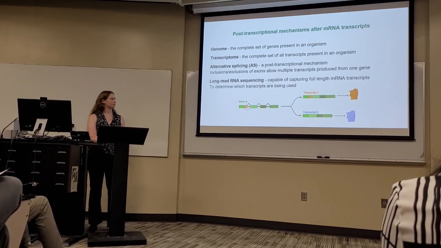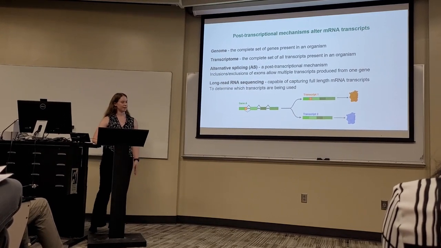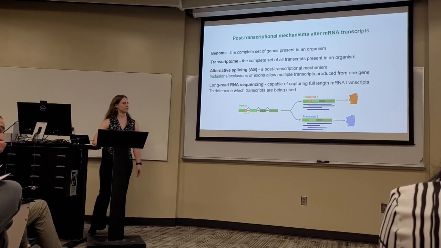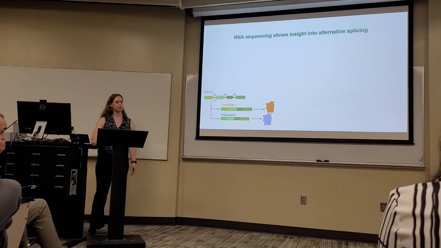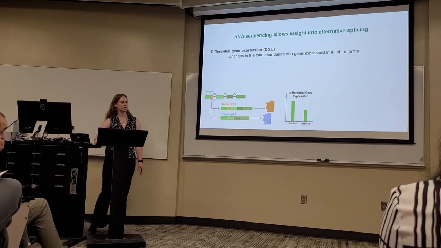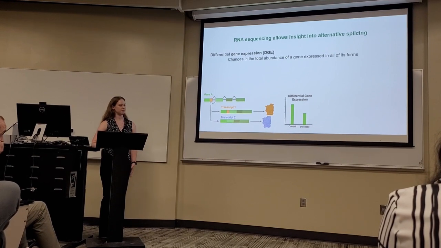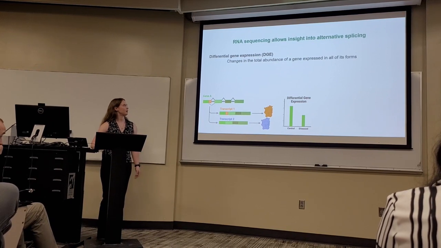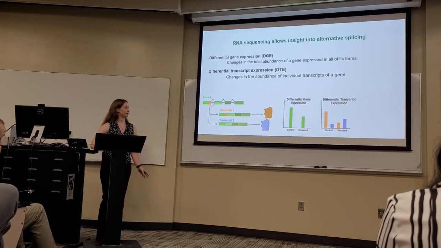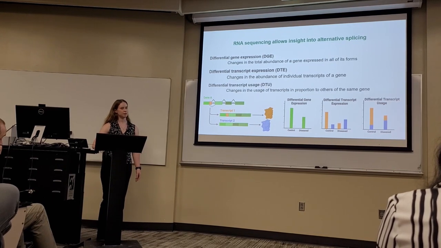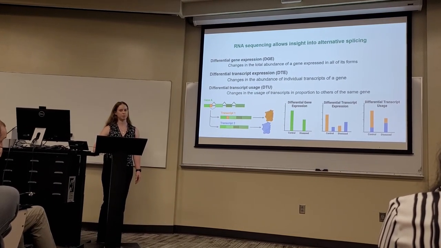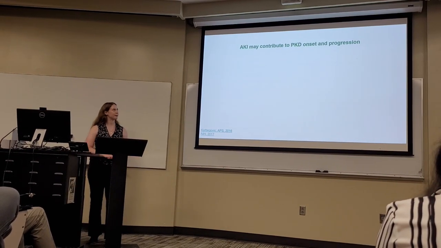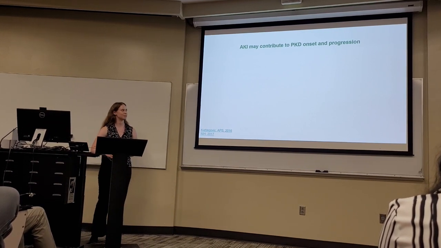And so what we did is long-read RNA sequencing, which is able to capture full-length mRNA transcripts, and we map these reads to the transcriptome to determine which transcripts are being used in different conditions. Analyses we can do from there include differential gene expression, which looks at the changes in the expression of a gene between different conditions. For example, this shows that gene A is expressed more in the first condition than the second. Differential transcript expression looks at the same idea but with transcripts. And differential transcript usage looks at the changes in transcript expression but in proportion to other transcripts from the same gene.